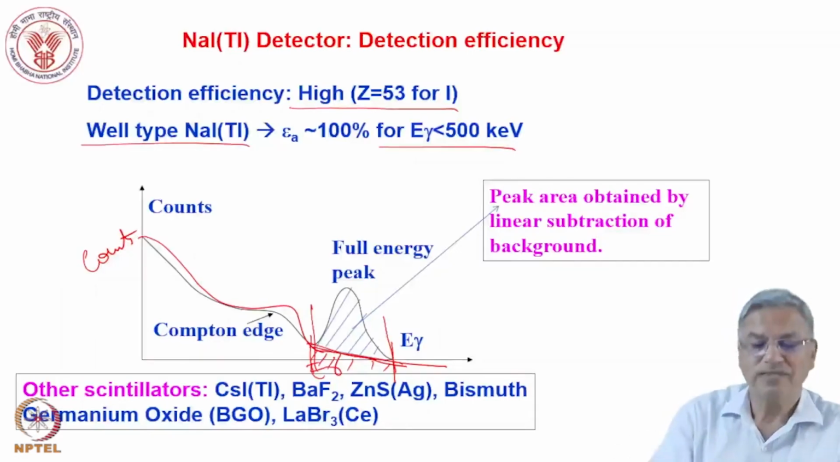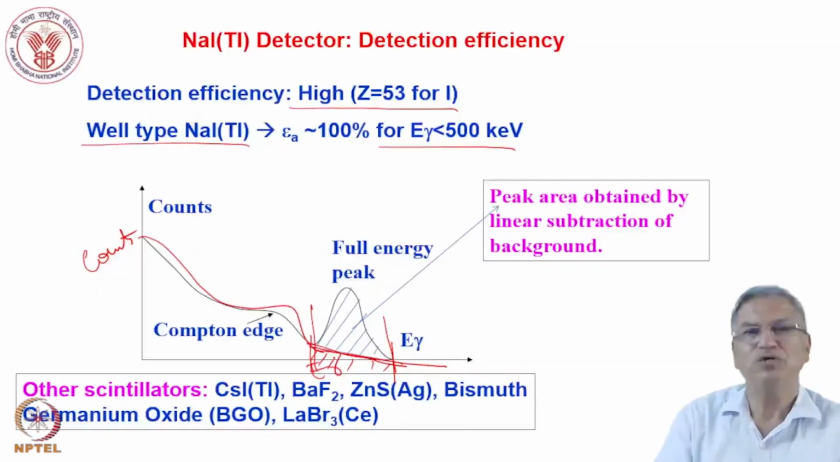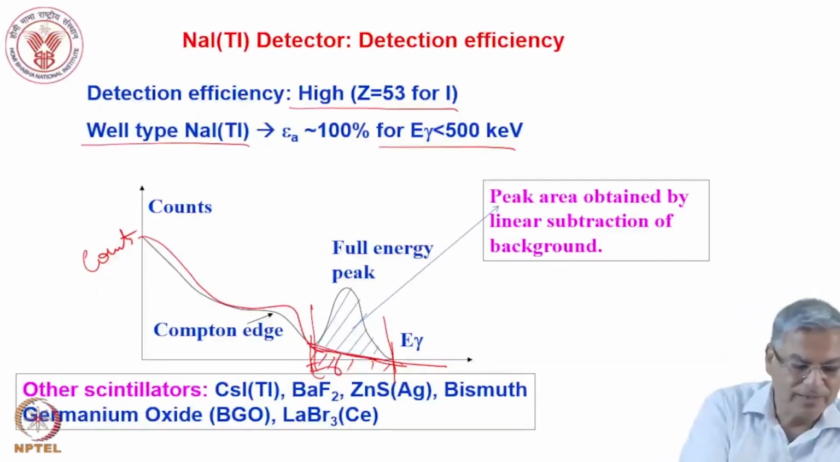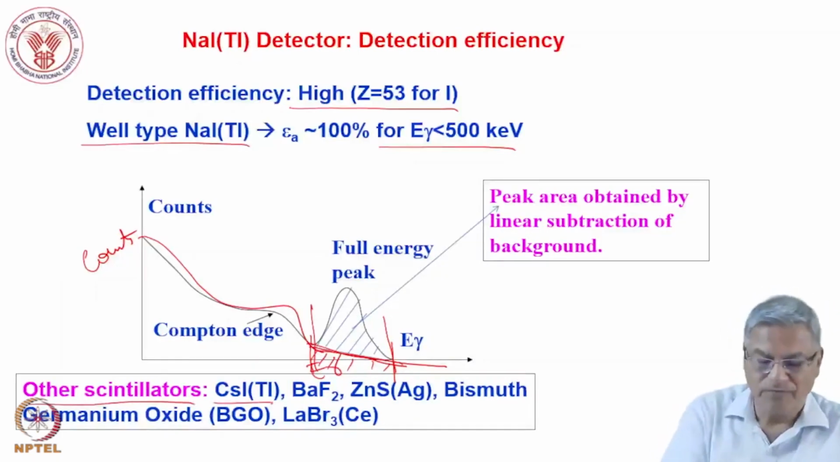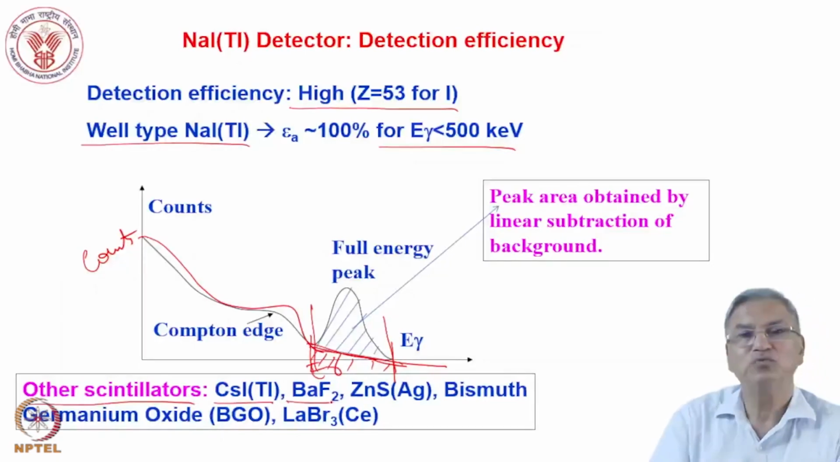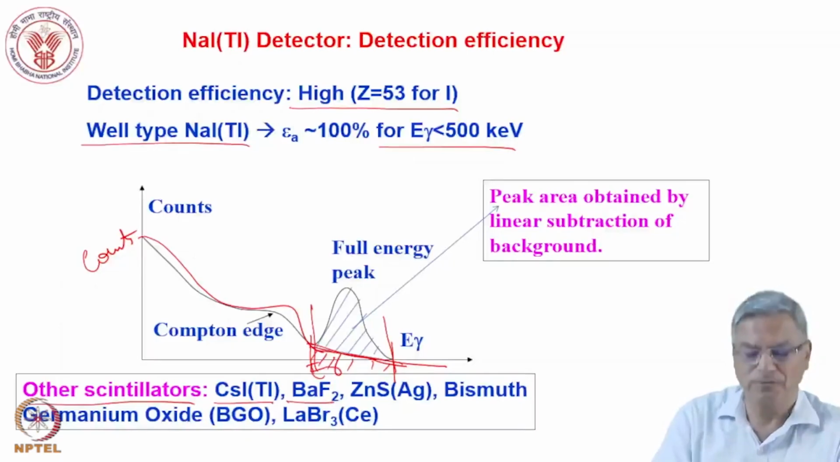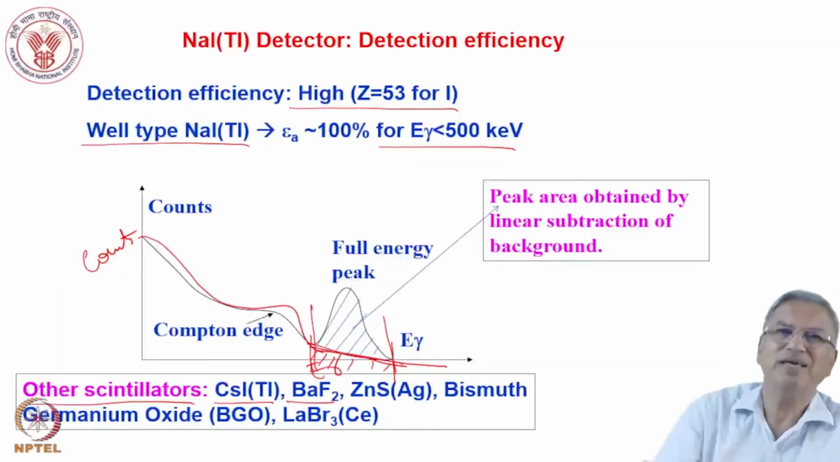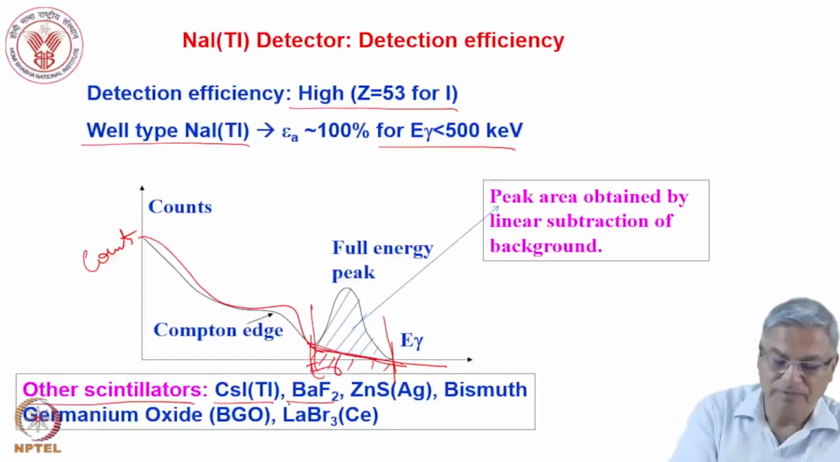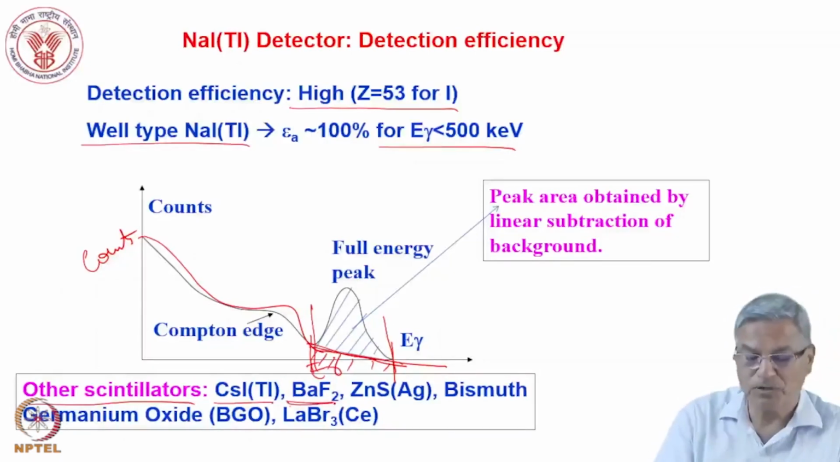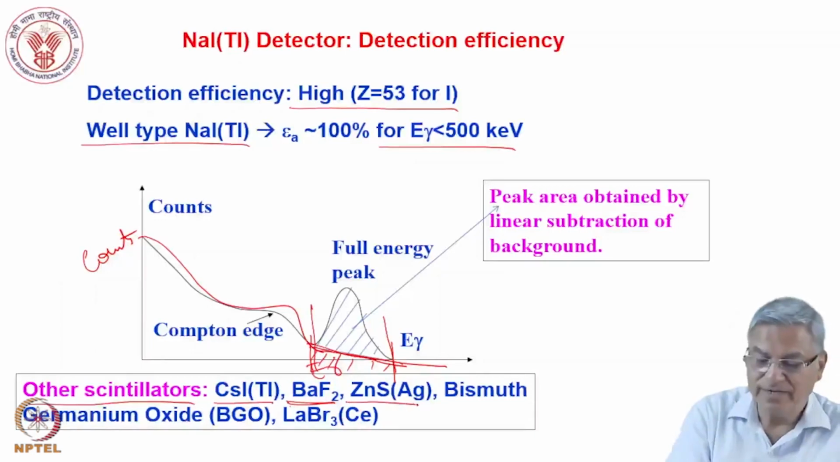So while sodium iodide thallium is the workhorse for gamma counting when you don't need high resolution, there are other scintillators like cesium iodide thallium and barium fluoride. Barium fluoride is emitting UV radiation, so you have a UV compatible PMT, but it has got fast timings. The sodium iodide thallium has got a fluorescence decay time of 230 nanoseconds, whereas barium fluoride has got 200 picoseconds.